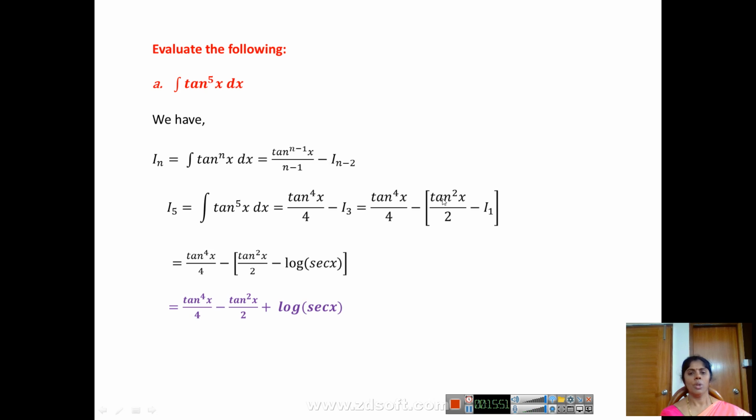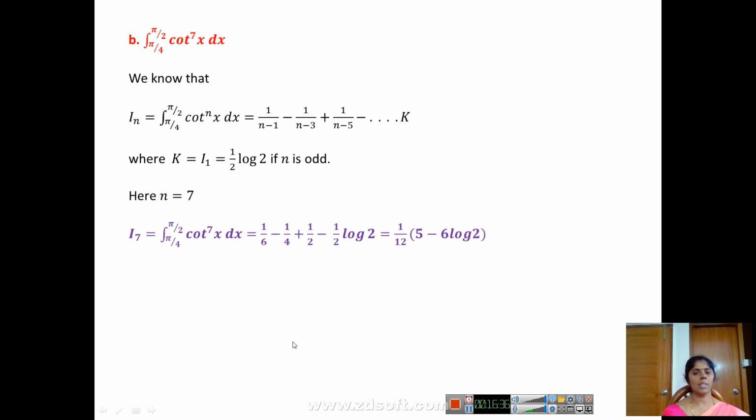So tan to the power 3 minus 1, that is 2, of x, whole divided by 2, minus I1. So that is tan to the power 4 of x divided by 4, minus tan square of x divided by 2, minus I1. Here I1 is the integral of tan x dx, which is equal to log of secant x. I can write minus log of secant x. Then I5 equals tan to the power 4 of x divided by 4, minus tan square of x divided by 2, plus log of secant x.